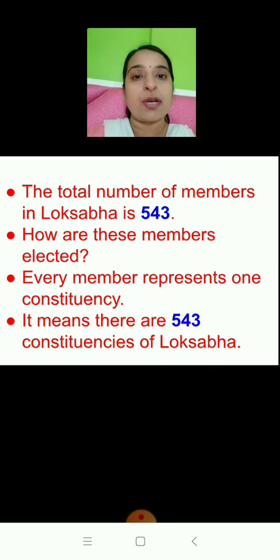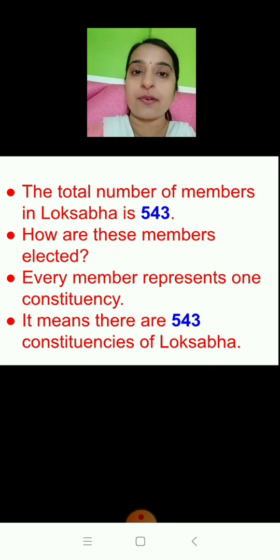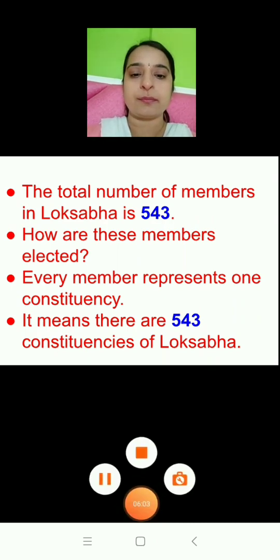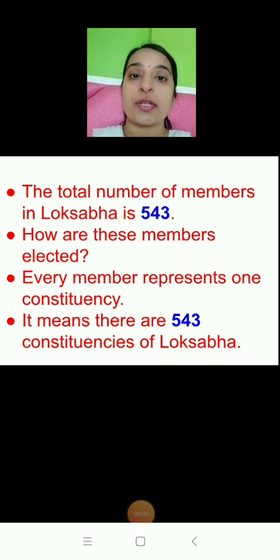The total number of members in Lok Sabha is 543. Every member represents one constituency. So we have a total of 543 constituencies, and every member is representing one constituency. It means there are 543 constituencies of Lok Sabha, and from each constituency one member is elected. Therefore the total number of members in Lok Sabha is 543. Now children, who creates these constituencies? Who does the work of establishing these constituencies?